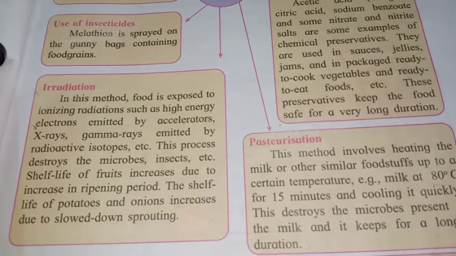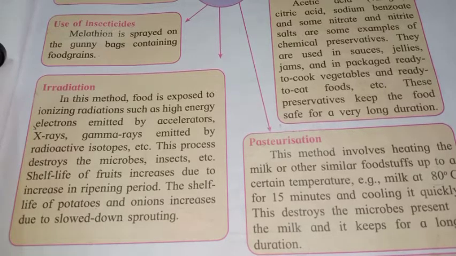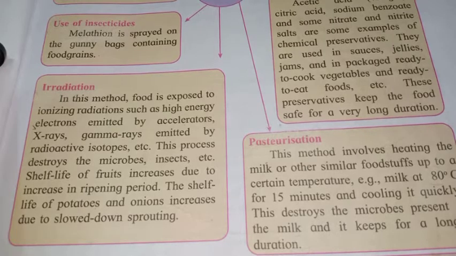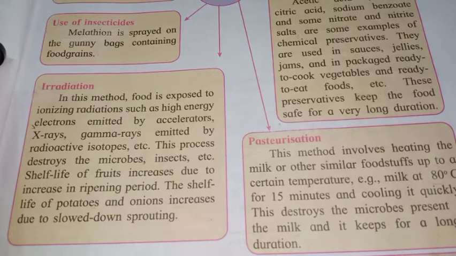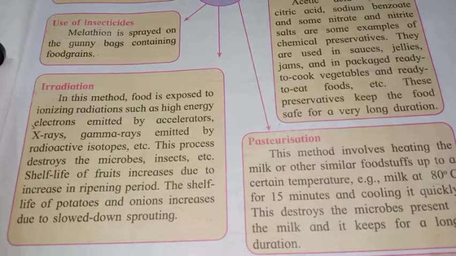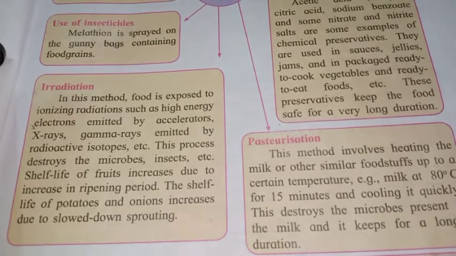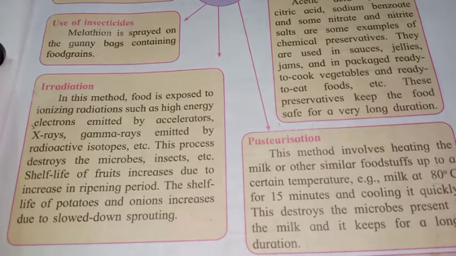See children, there are many chemical insecticides which are sprayed on the containers of grains. An example of these insecticides is malathion, and these insecticides protect the grains by killing infesting insects. Whatever insects are there in it, those insects are killed by these insecticides.